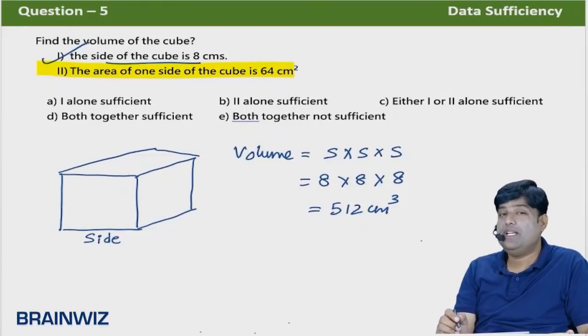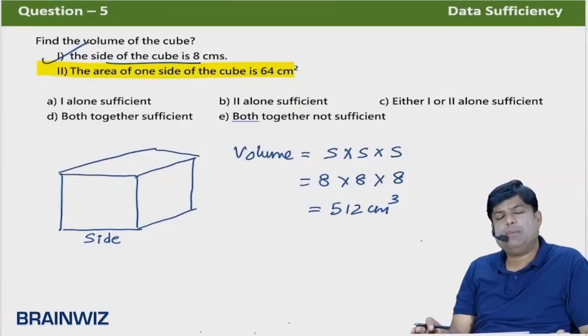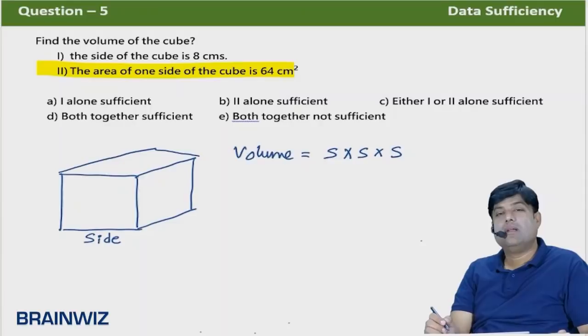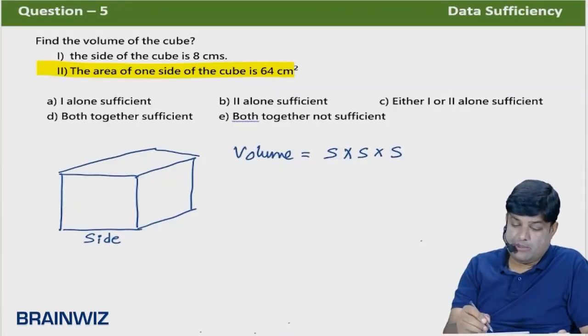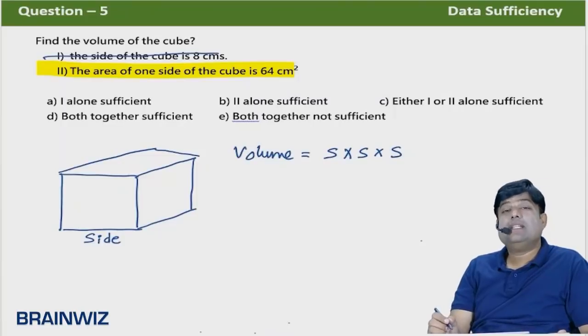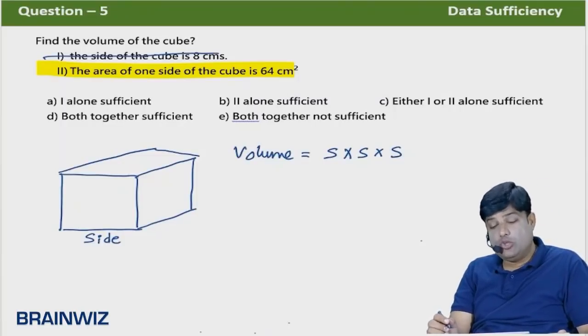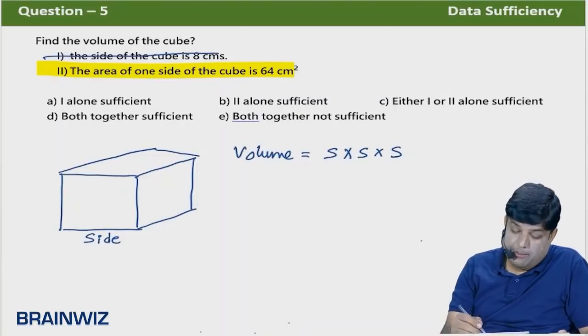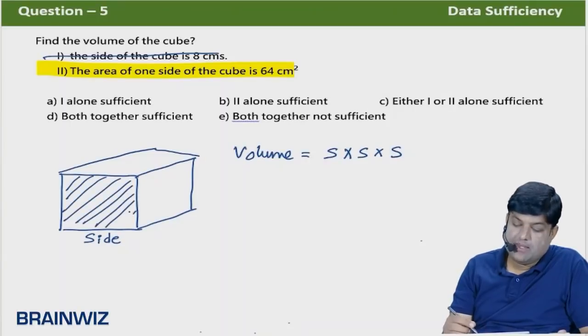don't look at the statement 1 data. Just remove the whole data of statement 1 and check with only statement 2. What is said in statement 2? In statement 2, he told you, don't look at statement 1. The area of one of the sides of the cube is 64 centimeter. Means what you are finding, the area of one of the sides, is 64. He told you this is 64 centimeter square.